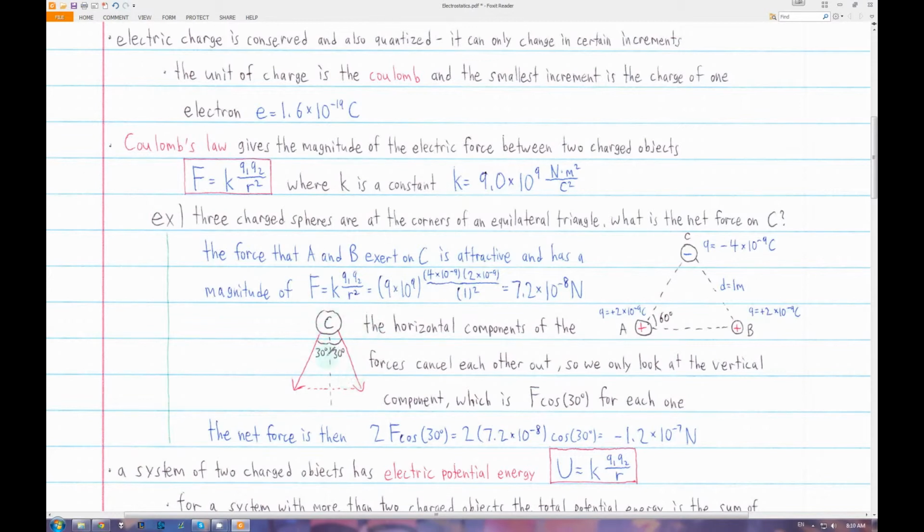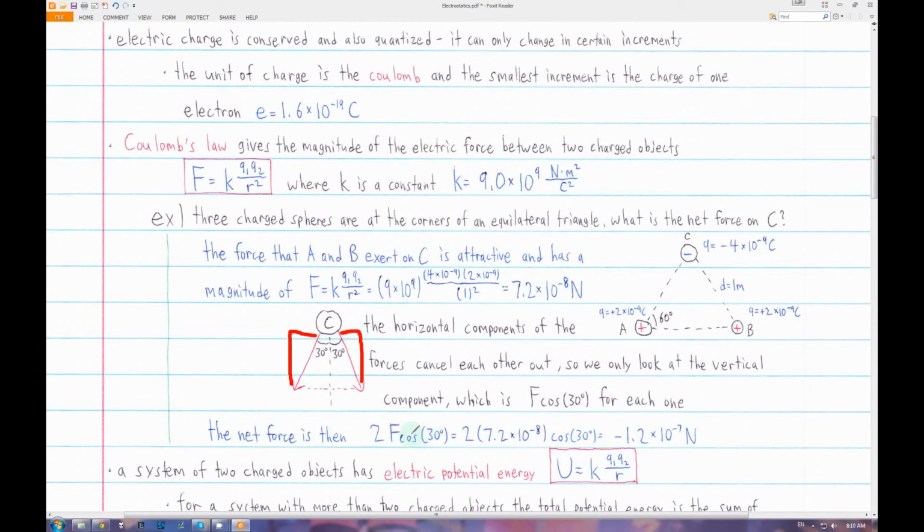And then from the symmetry, we can immediately tell that the horizontal components of these forces will cancel each other out. So all we have to do is find the vertical component of each force and then double that for both of them. So the vertical component for each force is just cosine of 30 degrees times the magnitude of the force.